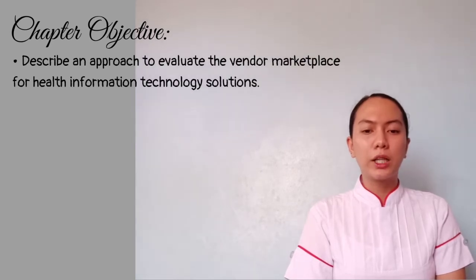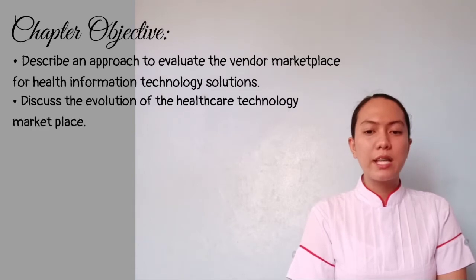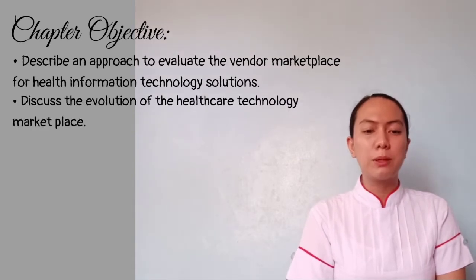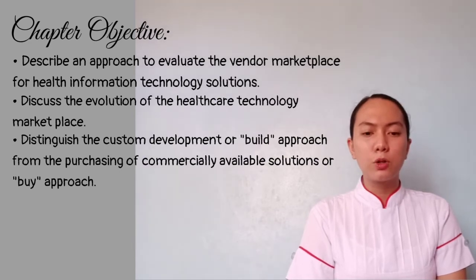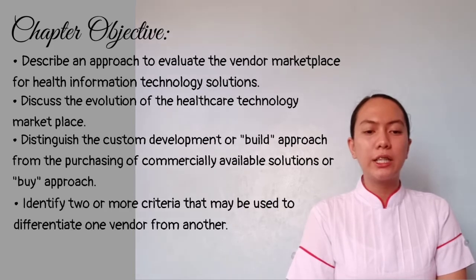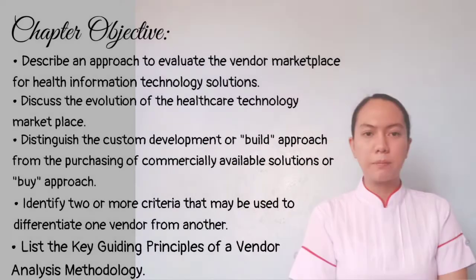Learning in this chapter has an objective to first, describe an approach to evaluate the vendor marketplace for health information technology solutions. Discuss the evolution of the healthcare technology marketplace. Distinguish the custom development or build approach from the purchasing of commercially available solutions or buy approach. Identify 2 or more criteria that may be used to differentiate one vendor from another. And lastly, list the key guiding principles of a vendor analysis methodology.